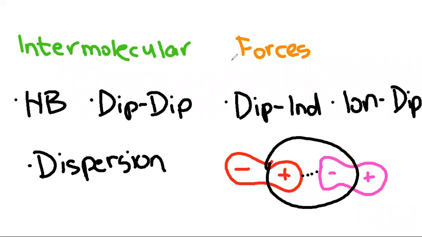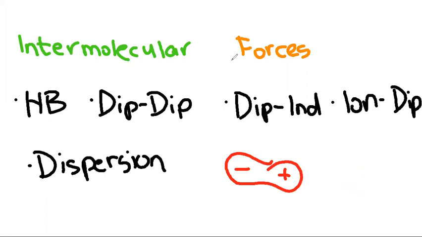Moving on to dipole-induced dipole. This time we're going to talk a little bit more about polarity. So let's say you have a molecule that has a dipole moment, right? It has a net dipole. You can do your calculations, whatever. You visually look at it, you're like, okay, well, this is clearly polar. It has some polarity to it.